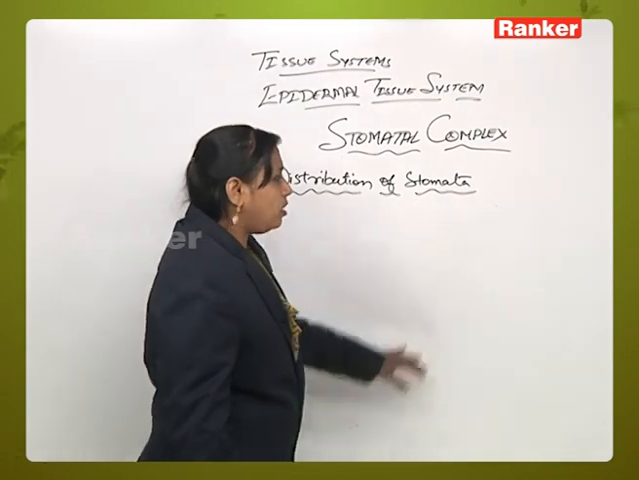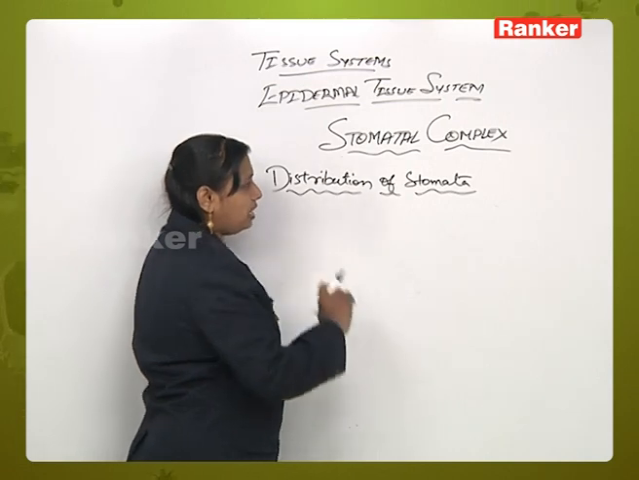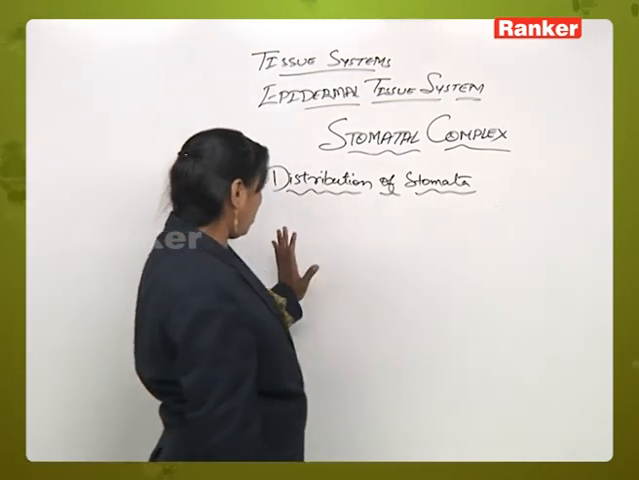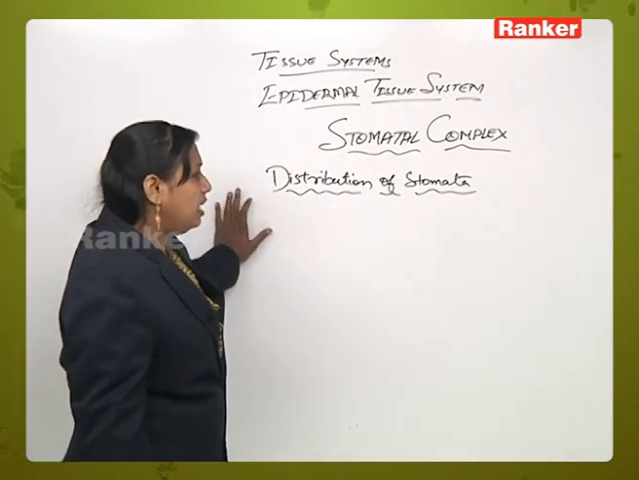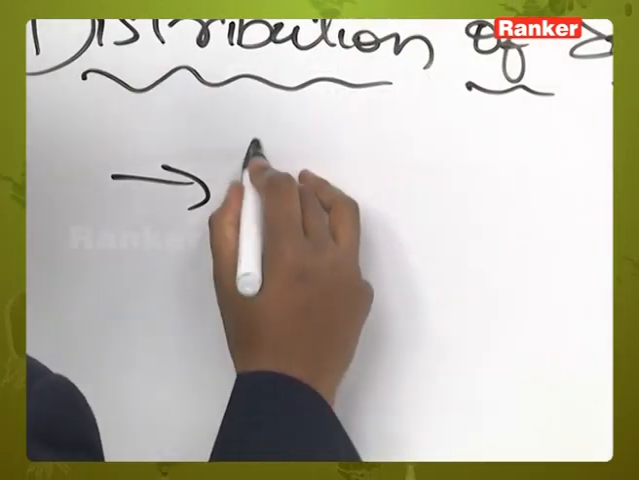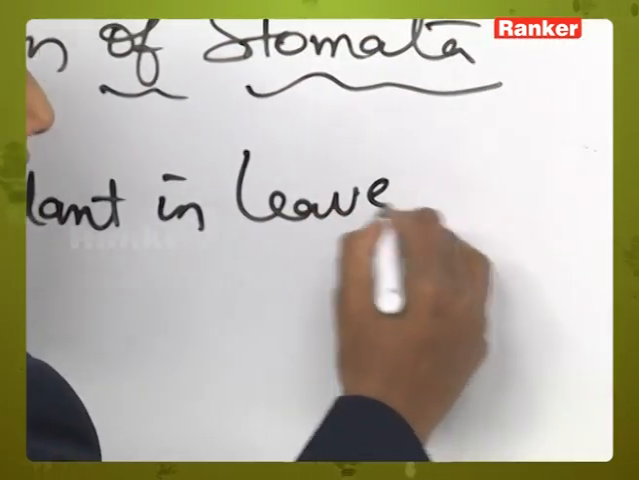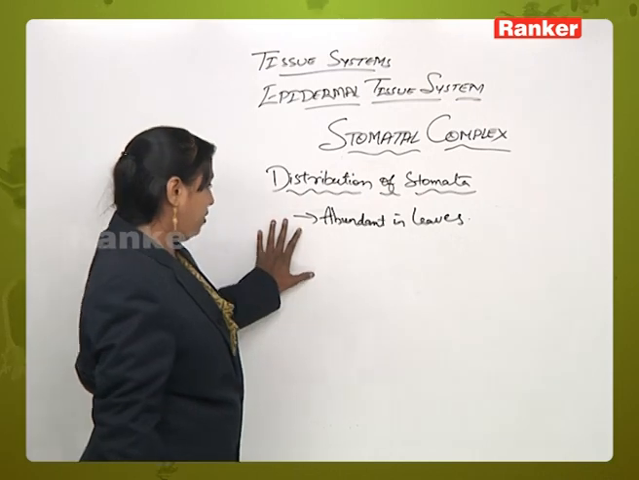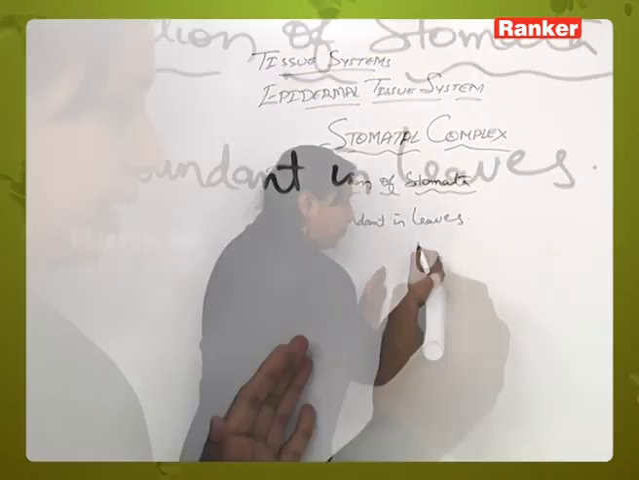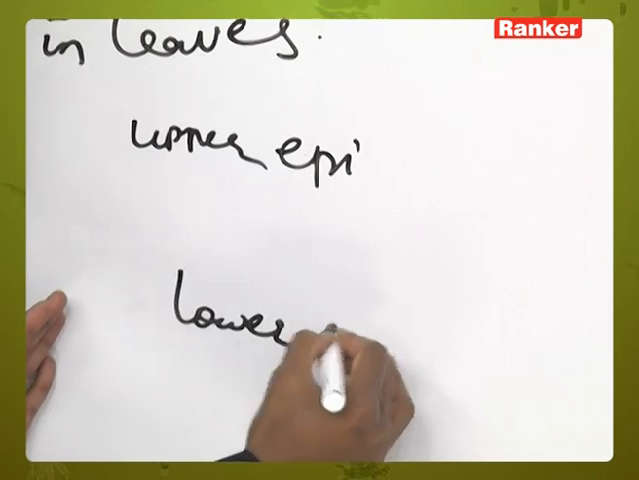Now normally the aerial parts, where do we find the stomata? As we all know, these are found at the aerial parts of the plant, and can be seen in all the aerial parts of the flower. In some plants they are abundant in leaves. When we are comparing to the leaves, we have both upper epidermis and lower epidermis.